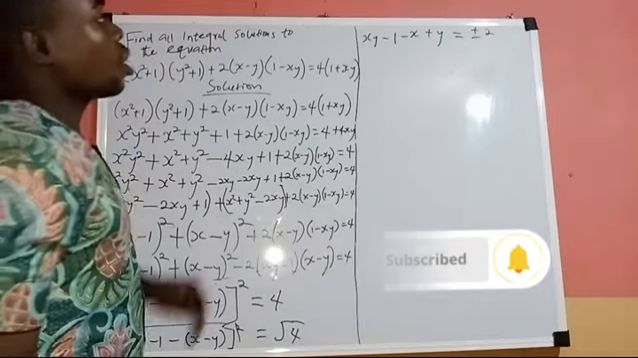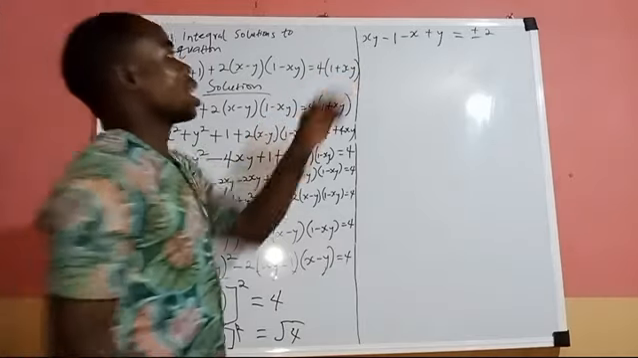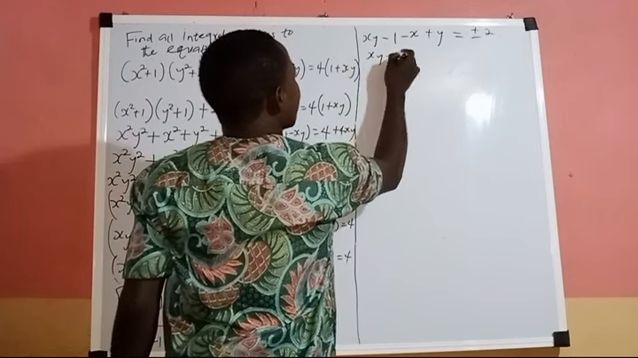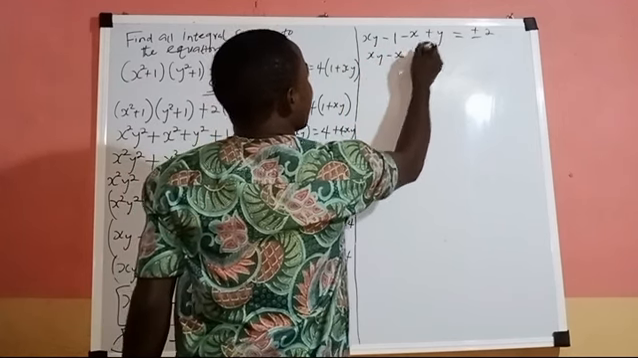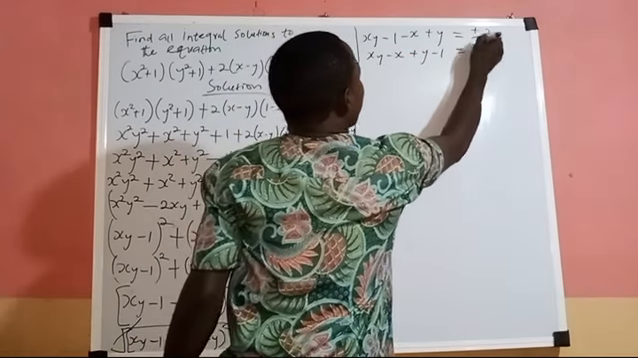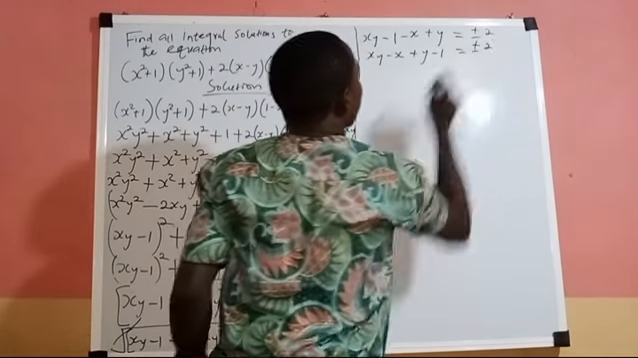So what we are going to do again is collect like terms here. We collect these two terms that have x, this is what we have, and then we add the remaining terms here, and it is equal to plus or minus 2.